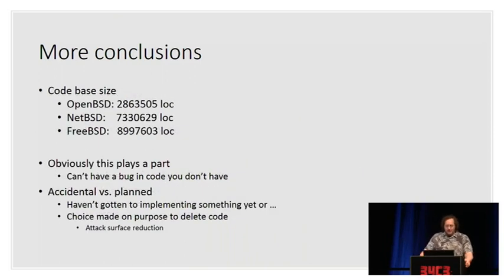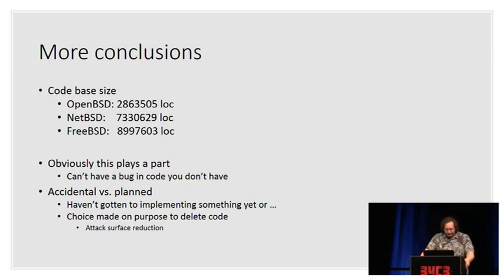The other thing is that if you look at the code base alone, that tells you something about the attack surface, right? OpenBSD's kernel is about 2.8 million lines of code. NetBSD is about 7.3 million, and this was 11.0, I don't know what the latest one is. FreeBSD was about 9 million, right? So that alone tells you that OpenBSD can have fewer bugs because they have less code, right? It's that easy. So obviously this plays a part. You can't have a bug in code that you don't have, right?